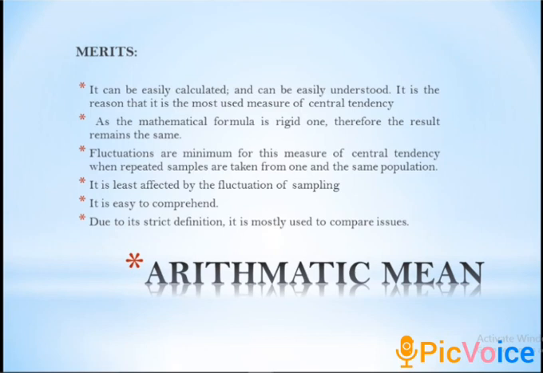Fluctuations are minimum for this measure of central tendency when repeated samples are taken from one and the same population. Fourth है, it is least affected by the fluctuation of sampling. Fifth, it is easy to comprehend. Number sixth क्या है? Due to its strict definition, it is mostly used to compare issues.